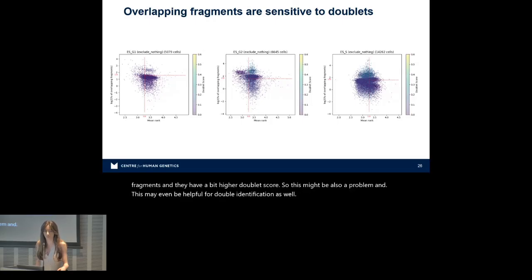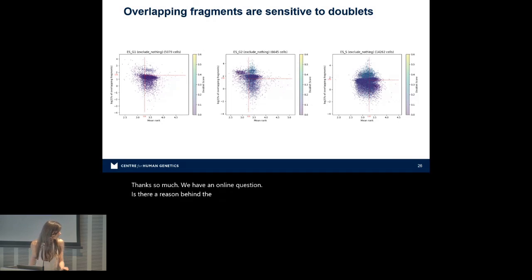Yeah, thanks so much. We have an online question. Is there a reason behind the relatively less accurate prediction of G2? I cannot think of a specific reason. No, not really.